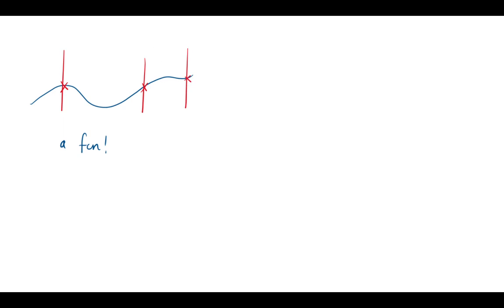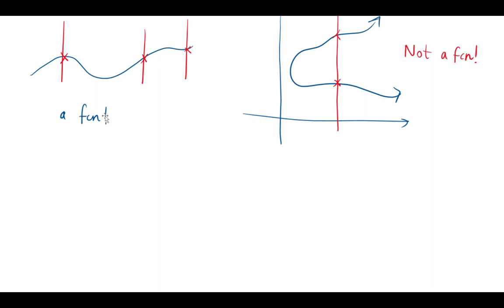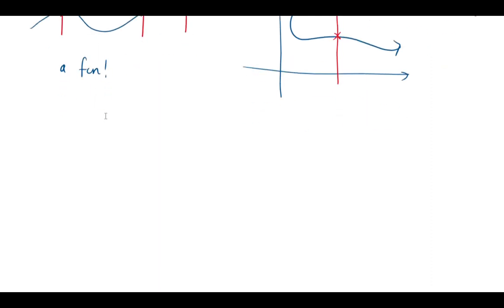See that? But now look at this. This is not a function. Look at this graph. You can draw it on the coordinate plane, but this is not a function. If you look at this, it intersects twice. So the vertical line test says if you have the graph of a function, the number of intersections should be once.